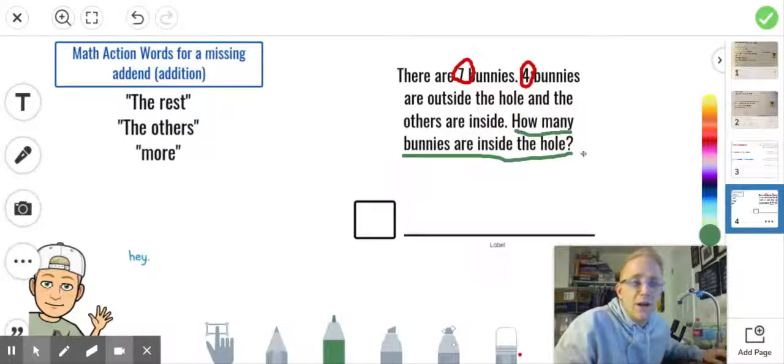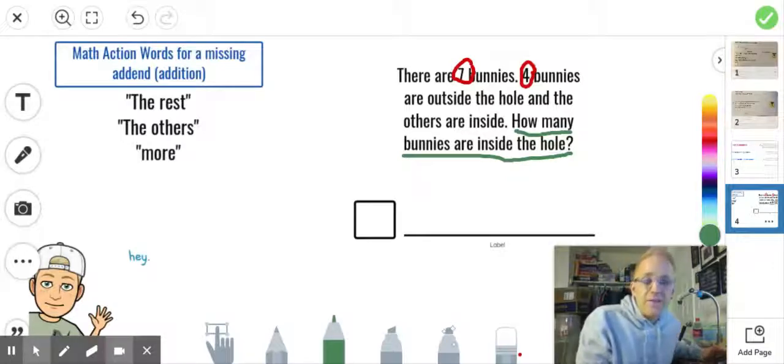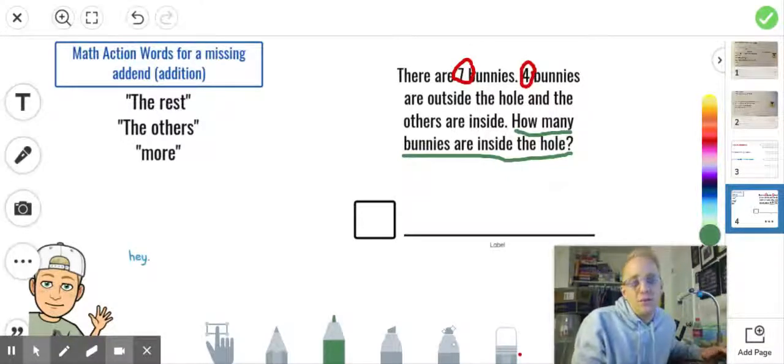Boo, there it is. Awesome. How many bunnies are inside the hole? So what I'm trying to do is figure out how many bunnies are hiding inside this bunny hole. It told me how many there are altogether, but I need to know how many are hiding. So that's what we're doing. That's what that question's asking me.